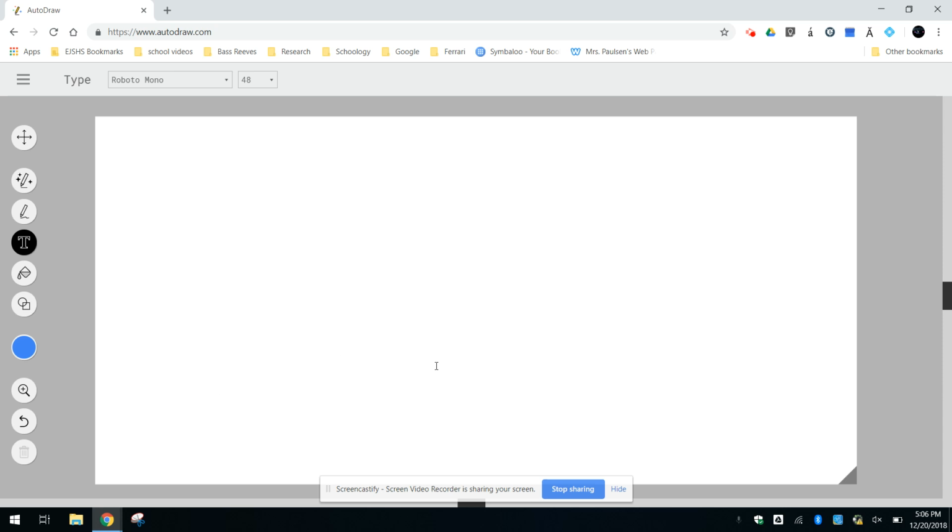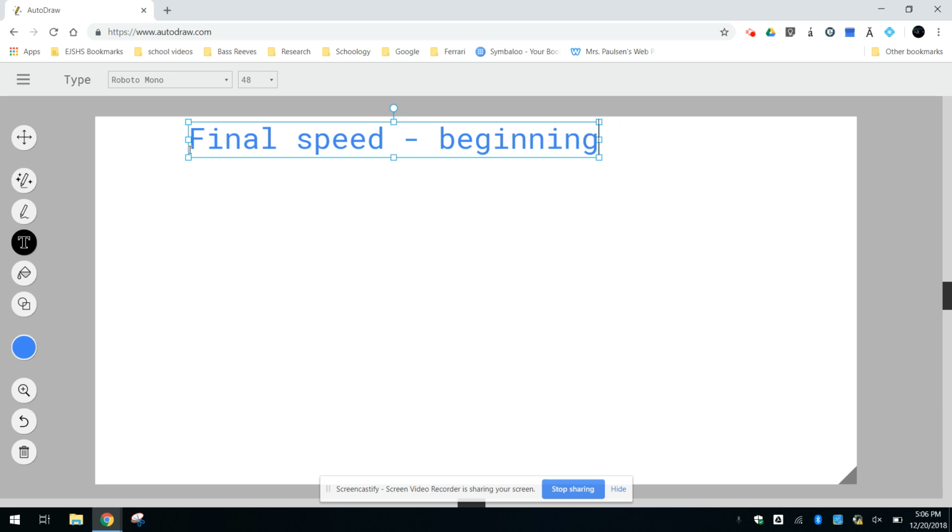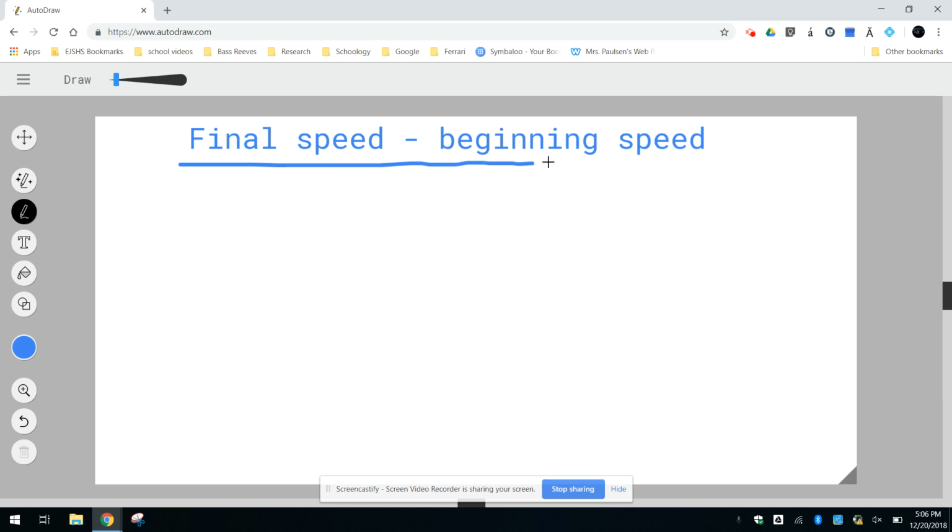Now we're going to look at acceleration. This is the hardest one of the three that we are looking at. So the equation for acceleration is final speed minus beginning speed over time.